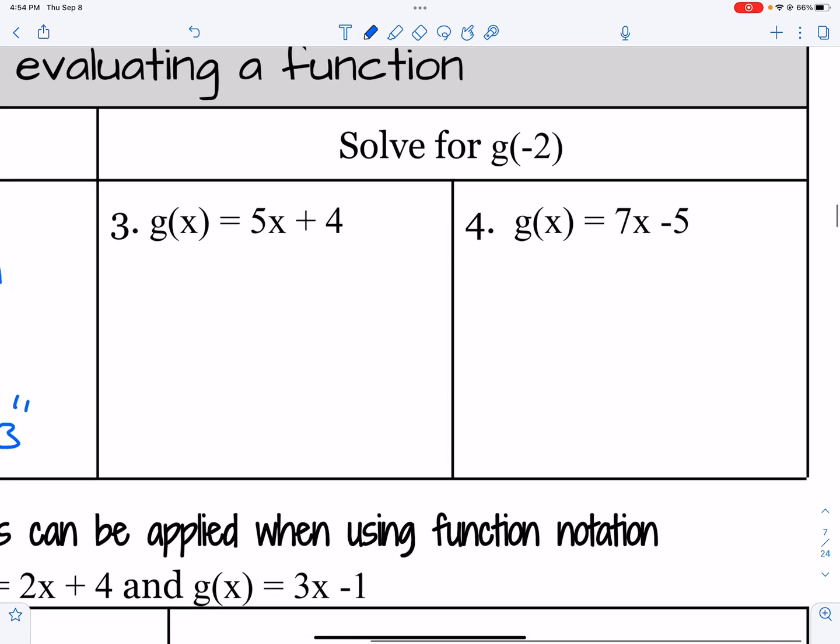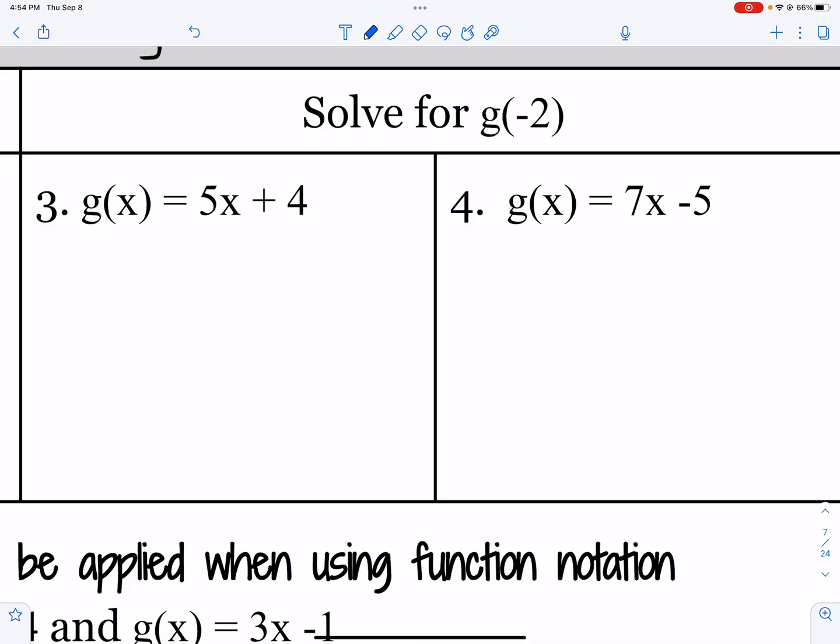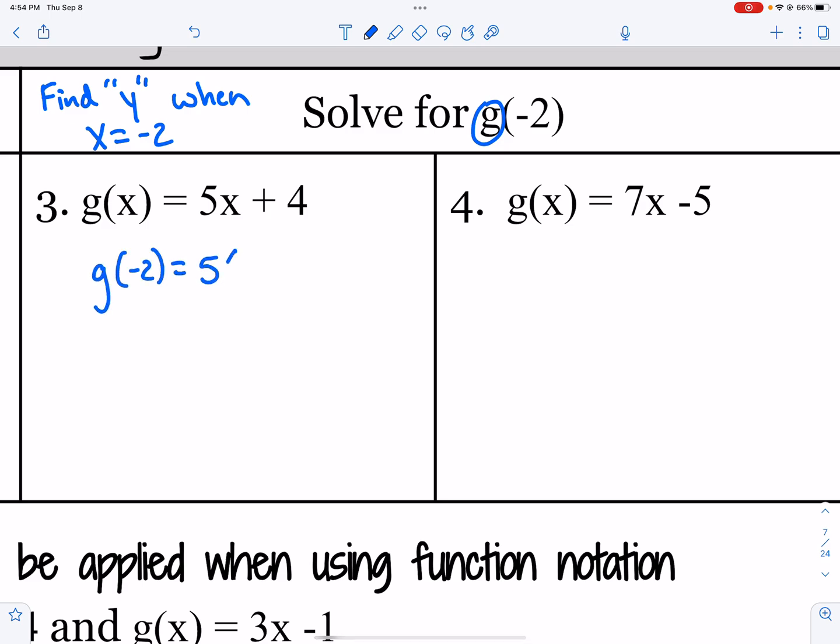All right, so the same thing over here. If we're going to solve for g of negative 2, we're going to find y when x equals negative 2 for g. So we go to g of x, we say g of negative 2 would be 5 times negative 2 plus 4. And then just clean that up. So 5 times negative 2 is negative 10, and then plus 4 would give us negative 6. So we figured out that g of negative 2 equals negative 6. In other words, y equals negative 6 when x equals negative 2 for the g of x function.